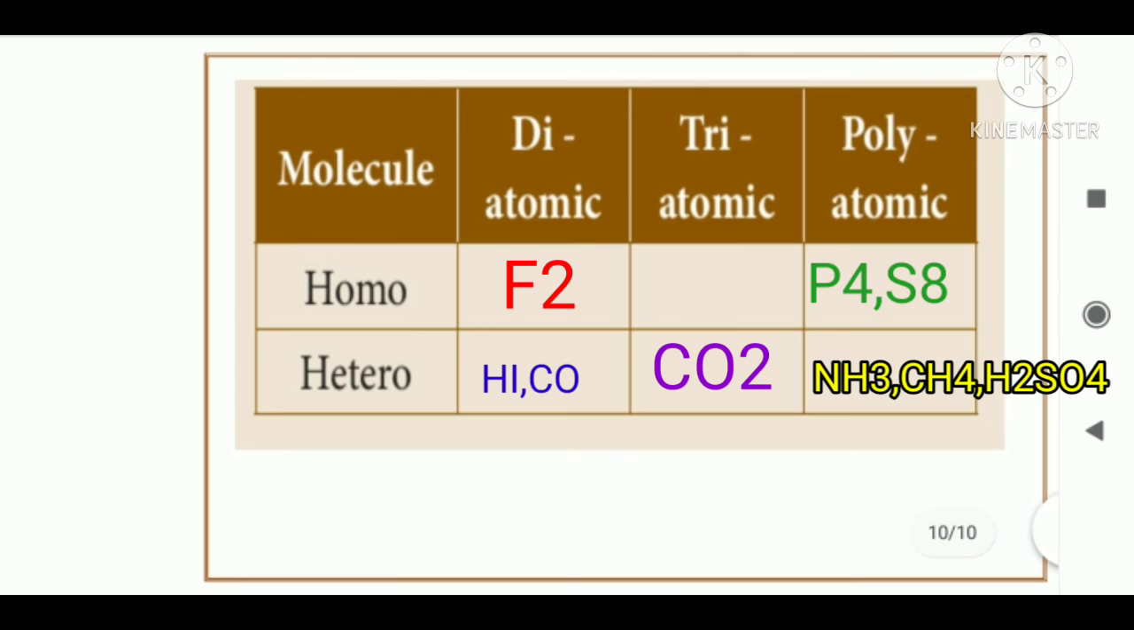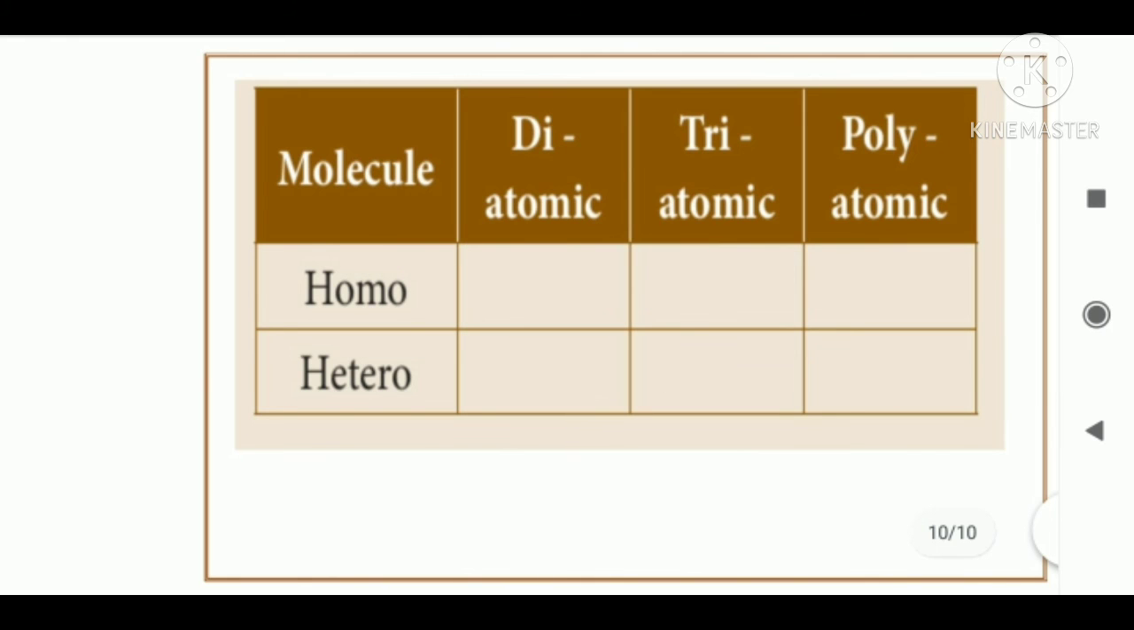Then another example is the heteropolyatomic molecule. Hetero means different. The first one is NH3: nitrogen and hydrogen atoms are attached, so different atoms are attached. So that is hetero. The number of atoms attached is nitrogen 1 and hydrogen 3, so greater than 3. So that is a heteropolyatomic molecule. Also examples are methane and sulfuric acid.